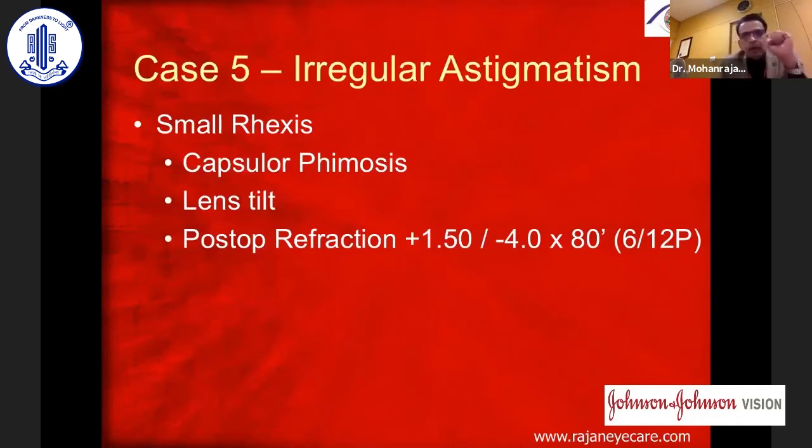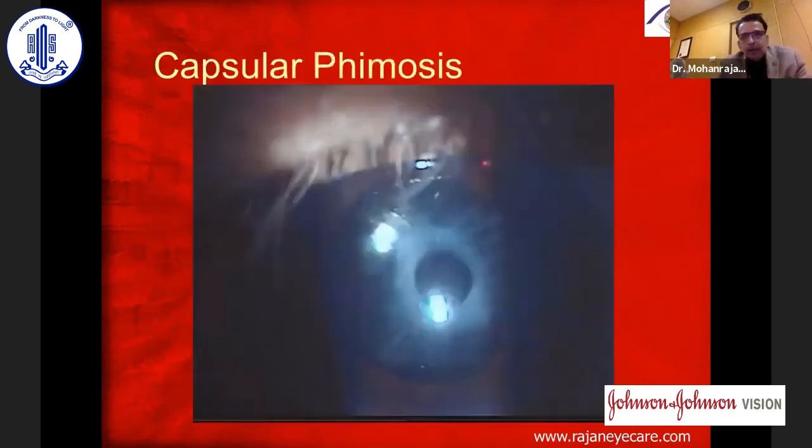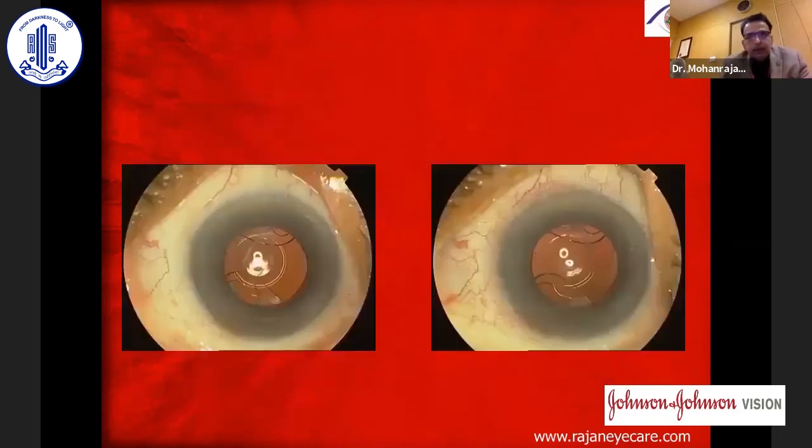Again, a smaller capsular rhexis is also a big problem, because it can produce capsular phimosis and lens tilt. In this particular case, there's a postoperative refraction of 1.5 diopter, a hyperopic shift, with minus 4 cylinder because of lens tilt as well. You can see the capsular phimosis which occurred postoperatively. This patient had pseudoexfoliation as well, and because of that there was a posterior shift of the lens.